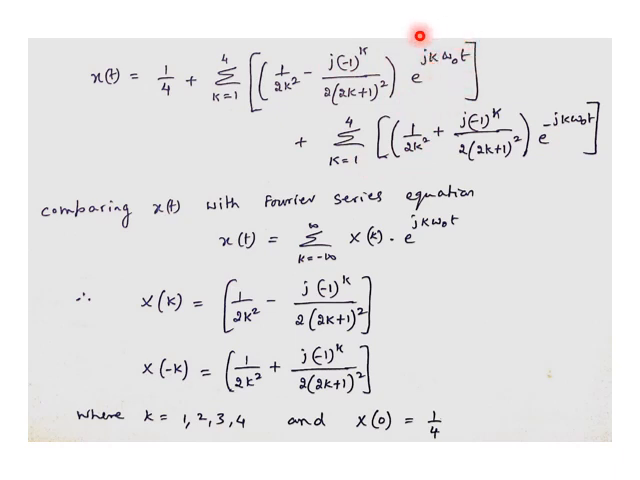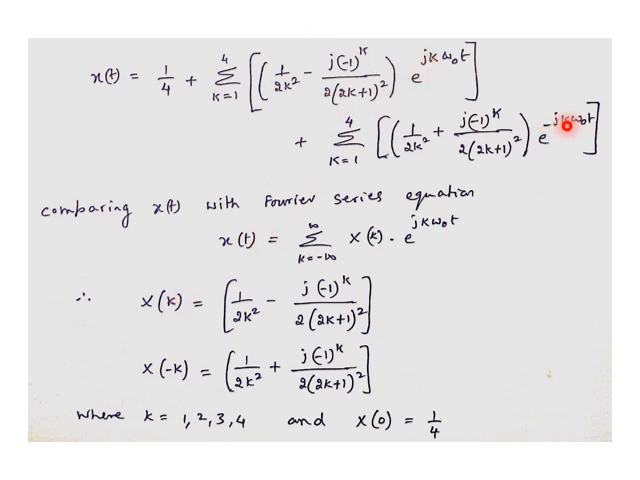We have something x of k along with the exponential, which is required. The exponential is defined as it is over here, you can observe it, along with some other constant term, which is considered as x of k. So now I'll take this as x of k. x of k is 1 by 2k square minus of j into minus 1 to the power k divided by 2 into 2k plus 1 whole square, where k is positive.